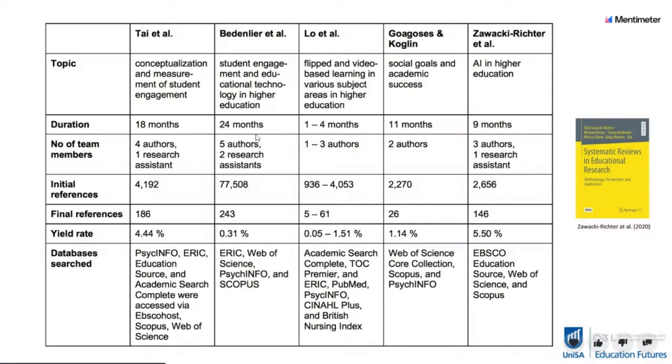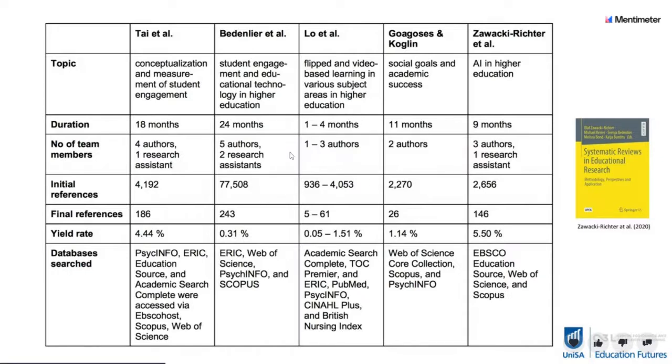And it took 24 months, but we were fully funded. We had three research associates working on it. And we started off, this is where I say you can learn the most from doing, initially 77,500. Now, don't worry, we did change the scope and we narrowed it and we refined it, and it wasn't that bad in the end. But it did start out fairly crazy.